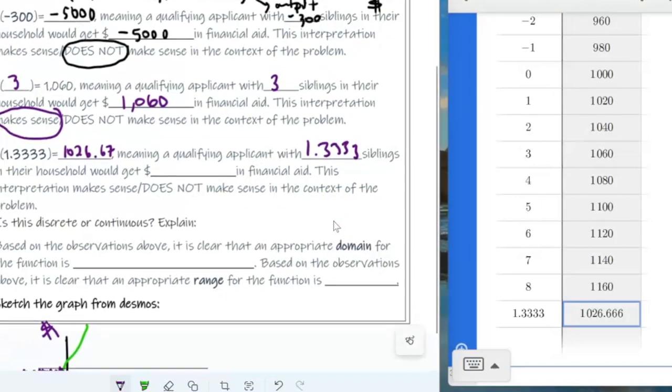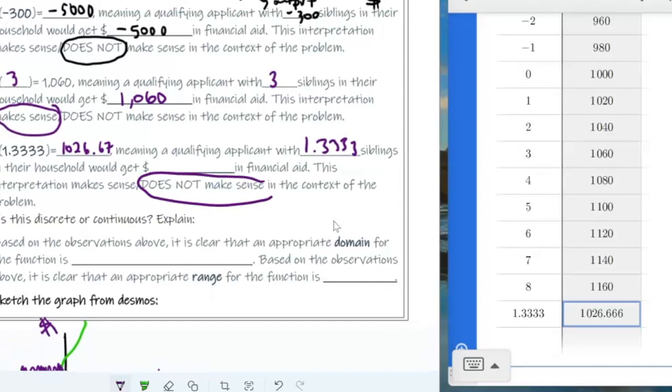Meaning I'm going to have 1.33333 siblings, which already does not do what? It doesn't make any sense. I can't have 1.333 siblings. What is that? But I can have $1,026.67. That part I can have. But it doesn't matter. Both parts have to be true in order for it to make sense. And I can't have 1.33.